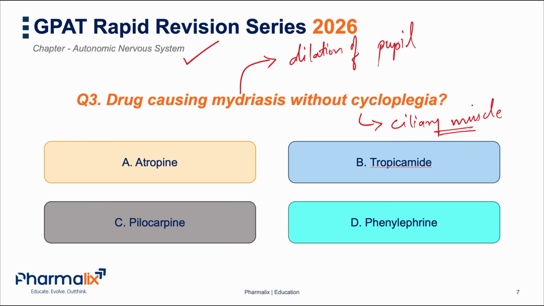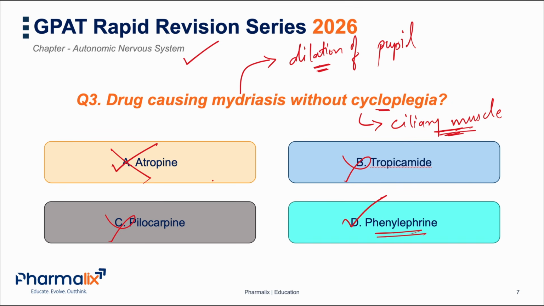So if the drug works on ciliary muscle, cyclopegia will happen. So there is a drug which causes dilation of pupil without hindering ciliary muscles. We have to find out which drug it is. Is it atropine? Yes. Is it tropicamide? No. Is it pilocarpine? No. Is it phenylephrine? So the correct answer is phenylephrine, not atropine.